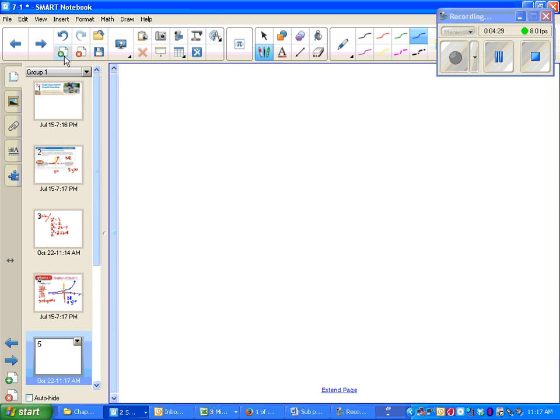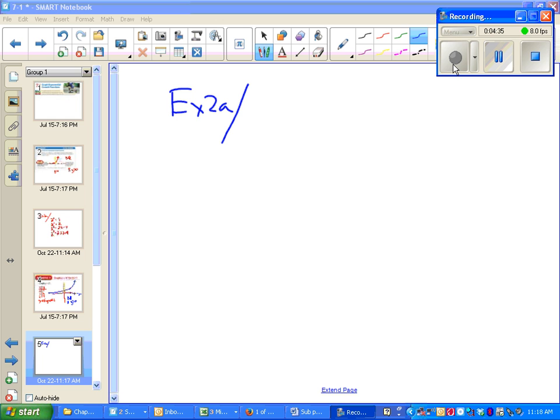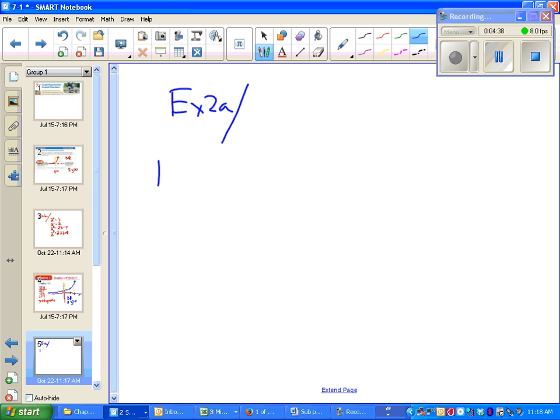Before we look at example 2, let's look at example 2a, which should also be in your notes. First thing I want you to do for this example is evaluate the following. 1/2 times 0, 1/2 times 1, and 1/2 times 16.